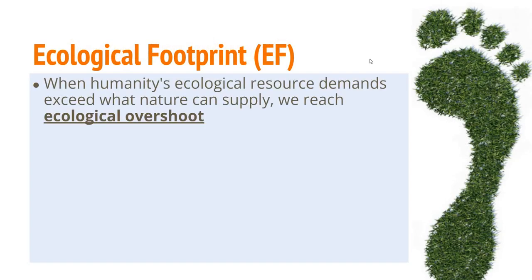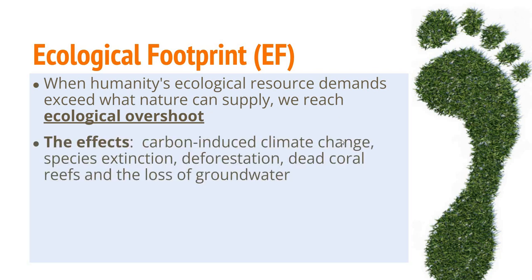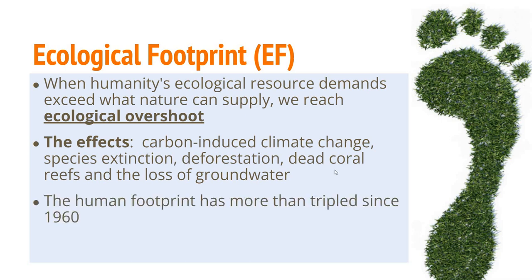When humanity's ecological resource demands exceed what nature can supply, what we take out in output as compared to what's going in as input, we have ecological overshoot, and it's not sustainable. What we have seen as an example is what's happening with carbon. We are putting too much carbon into the air too quickly, and that has caused massive problems. Extinction of animals, deforestation, loss of groundwater, and so forth. The human footprint is growing too large. It has more than tripled since 1960. Later on, we'll talk about ways we can mitigate this problem.